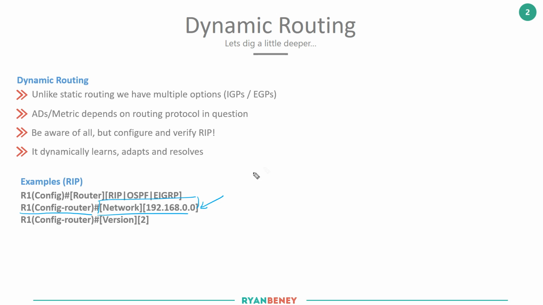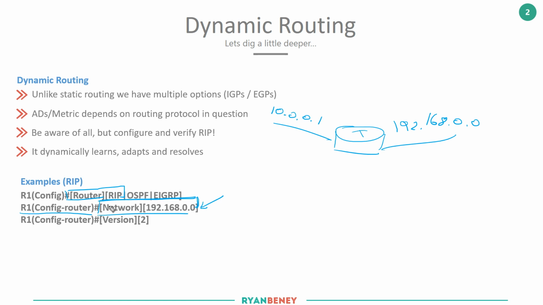The network statement is a statement that says you need to match a particular interface. So say for example we have this interface over here running 10.0.0.1, and over here we have 192.168.0.0. Well, this tells, let's say, router RIP. This network statement underneath router RIP tells the router to enable RIP on this interface and start sending out RIP advertisements. It will not be enabled on this interface.